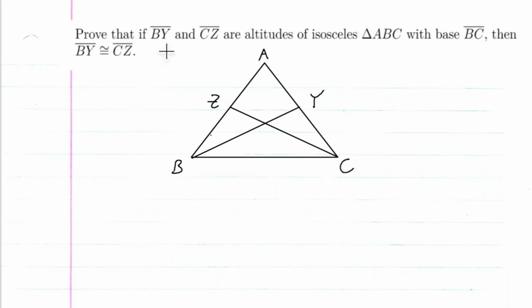All right, so we're going to prove that if BY and CZ are altitudes of isosceles triangle ABC with base BC, then BY is congruent to CZ. So let's go ahead and start the proof.